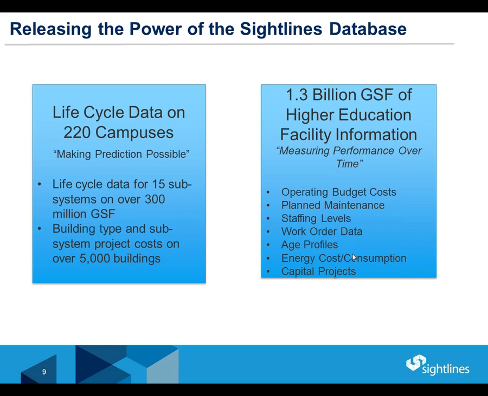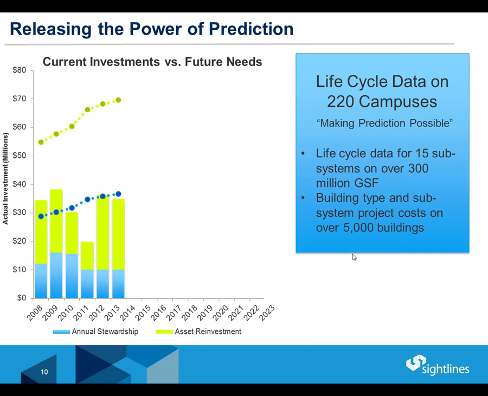First, to release the power of the Sightlines database, we not only have on the right-hand side 1.3 billion gross square feet of higher education facility information that deals with a whole range of areas, but now we're adding to that life cycle data on over 220 campuses that makes the prediction possible. This is what we've been able to do through our purchase of the Pacific Partners Consulting Group and their development of the capital renewal model. We have life cycle data on 15 building subsystems for over 300 million square feet, and building type and subsystem project costs on over 5,000 buildings. When we add those together, it allows us to release the power of prediction.